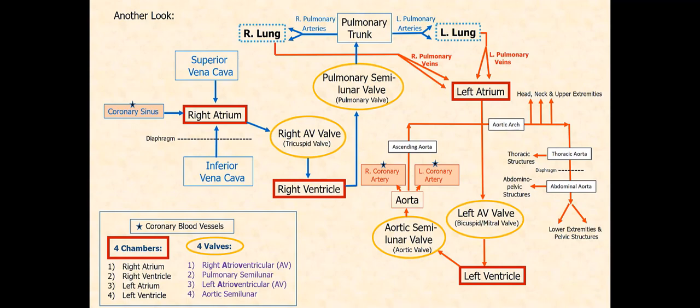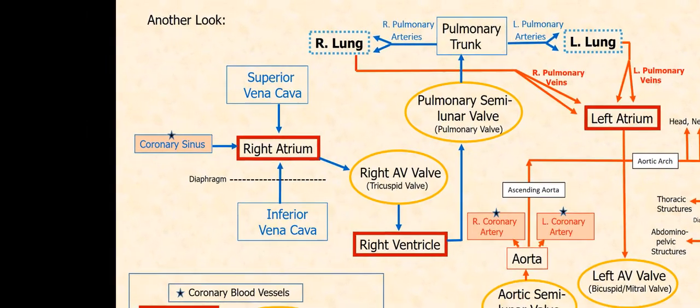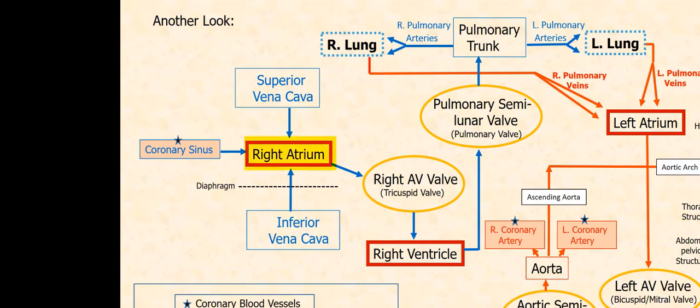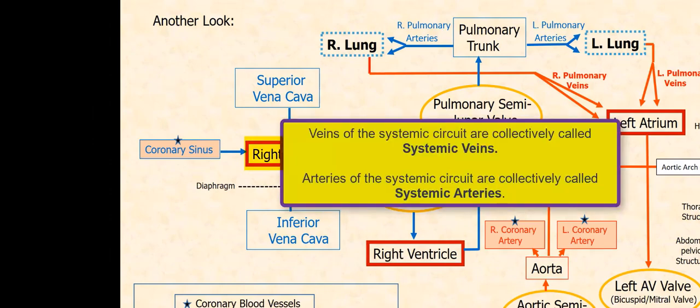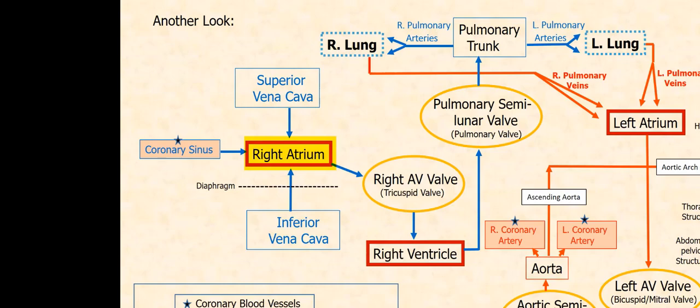Arteries branch into smaller and smaller arteries, which are all part of the arterial system. And veins converge or come together into larger and larger veins, which are all part of the venous system. Let us first consider blood flow into the right side of the heart. The right atrium collects blood from the veins of the systemic circuit. Veins of the systemic circuit are called systemic veins. These systemic veins deliver deoxygenated blood into the right atrium from all the tissues and organs in the body.